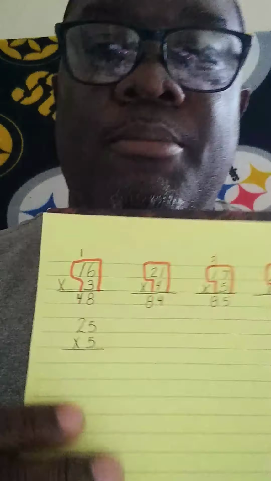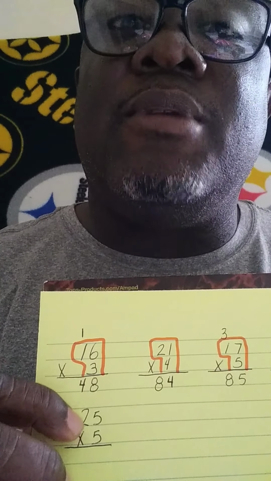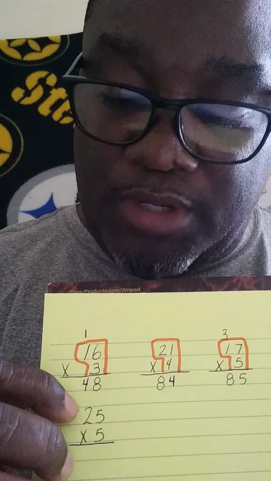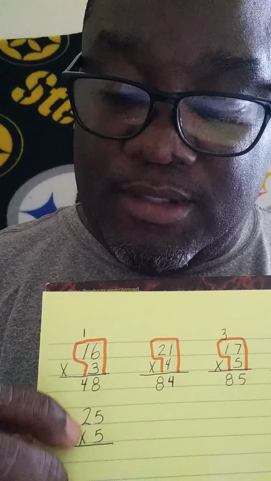Our Mr. Way question for Wednesday is 25 times 5. Again, draw the dinosaur head if you need it, but it's 25 times 5.